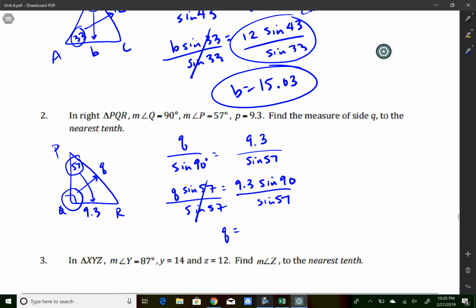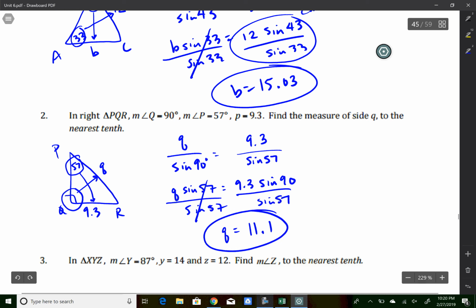Now, the interesting thing about this question, and I believe the reason why we put it in there, was to show you that the sine of 90 is actually 1, but that's something we'll learn a lot more about in Algebra 2. Nearest tenth, so that's 1 decimal place, so 11.1. But just use the law of sines, or if you want to, revert back to SOHCAHTOA, right?